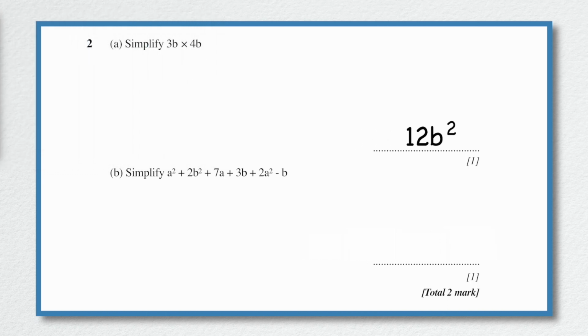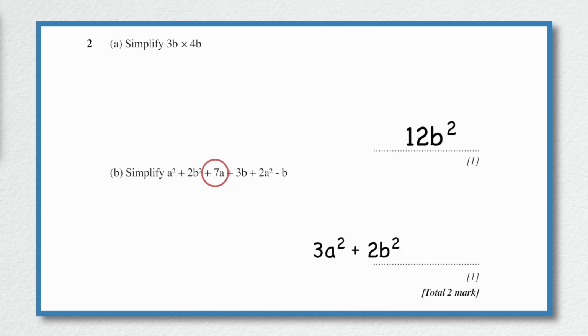And part B, simplify a squared, add 2b squared, add 7a, add 3b, add 2a squared, subtract b. Again, we have to collect like terms. We'll begin with a squared. We have a squared here and 2a squared here. That's 3a squared. We have 2b squared here, but there are no other terms that have b squared in it. So that's 2b squared.